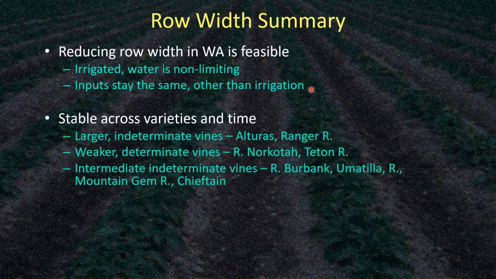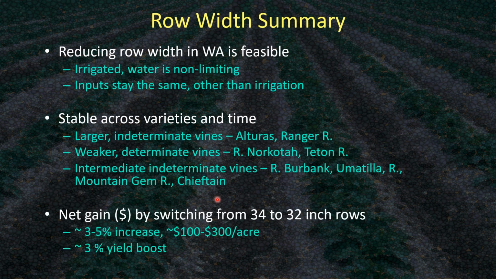It was stable across varieties and time, and this was with larger indeterminate varieties, with indeterminate vines like Alturas and Ranger, also with weaker determinate vine plants like North Dakota and Teton russet, and then intermediate indeterminate vine types like Burbank, Umatilla, Mountain Gem russet, and Chieftain.